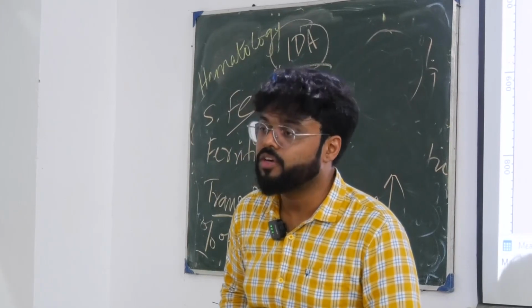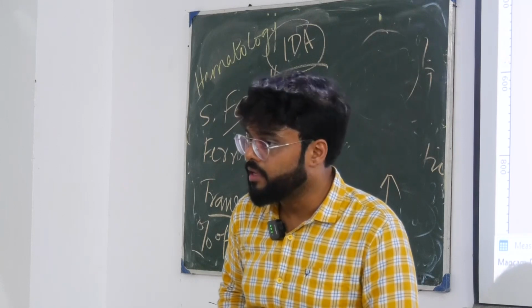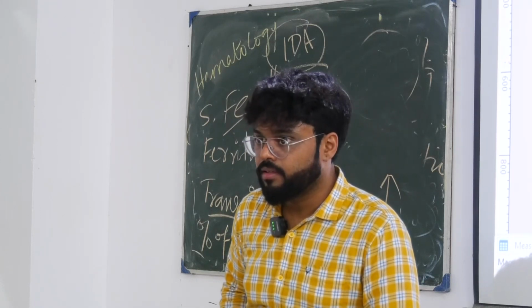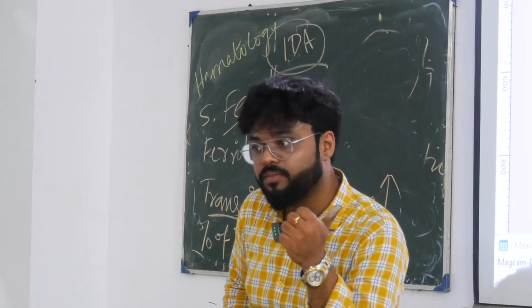Thalassemia is a major topic. There are two types of thalassemia. One is beta thalassemia, and one is alpha thalassemia. There are two chains in globin. One is the beta chain, one is the alpha chain.